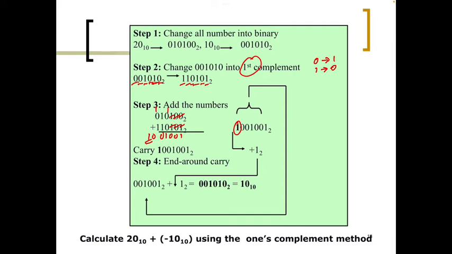So what we have right now is 0 0 1 0 0 1 plus 1. So we have here 1 0 0 1 0 0. What can you say here? 0 1 0 1 0 is equal to 10 in base 10. So by using one's complement, we get the right answer. I hope you can understand this.